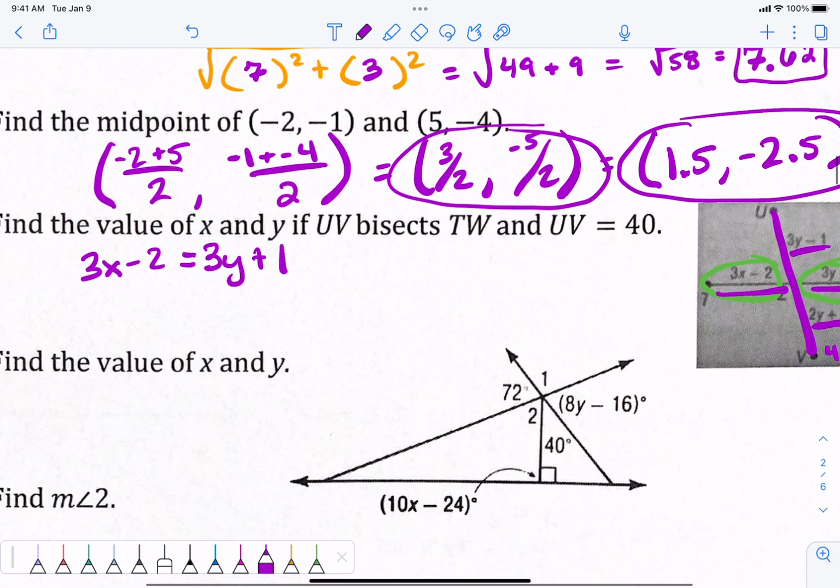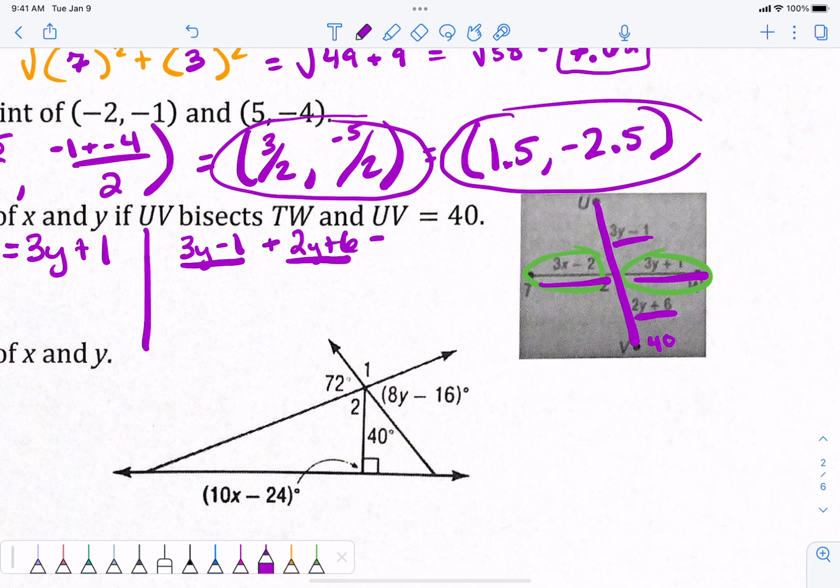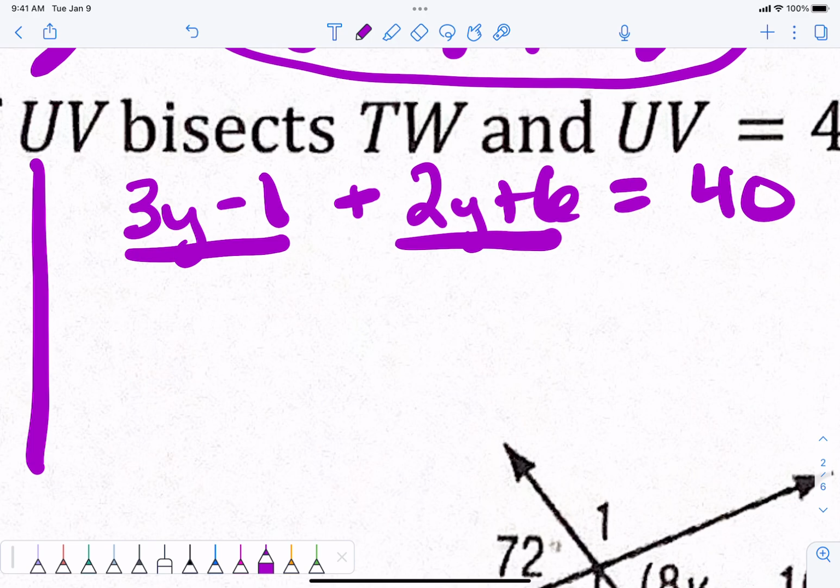But the problem is, Jake said we can't solve x and y at the same time. Why wouldn't you do something else first? So I'm going to write that out because we're going to come back to that. But now what? 3y minus 1, 2y plus 6 is equal to 40. You just solve. So we don't know that they're equal to each other, but we do know that they add up to be 40. So we're going to solve that thing and then plug the y back in.